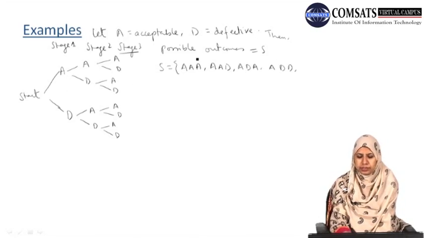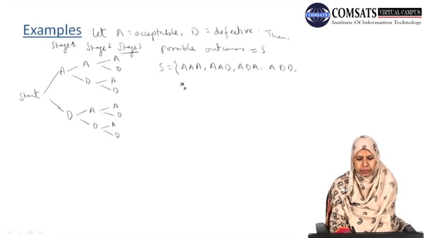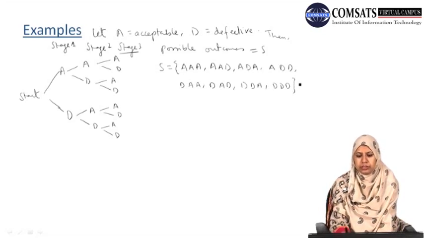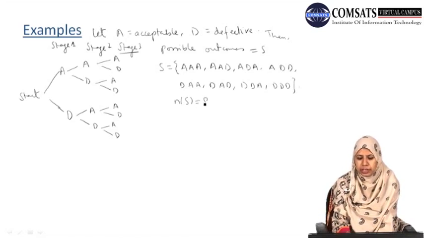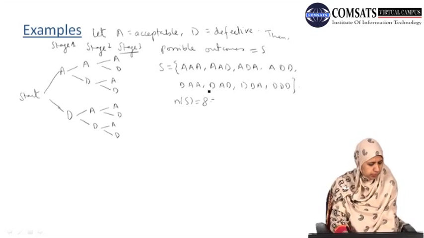Okay, writing all these, we obtain our sample space. The other 4 sample points will be DAA, DAD, DDA and DDD. So this is our sample space with the size of the sample space as 8. It is a finite sample space.